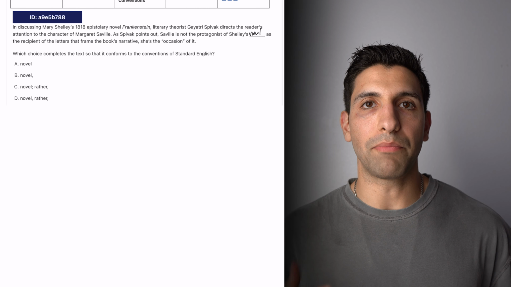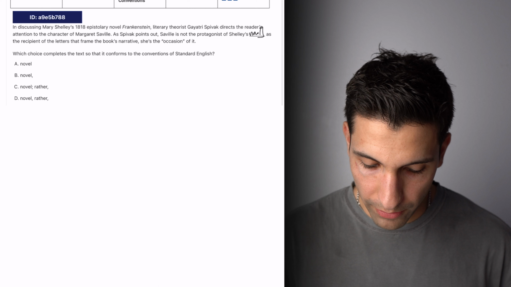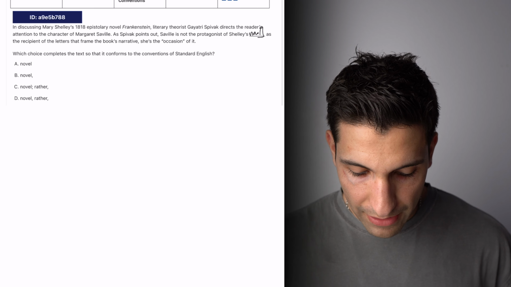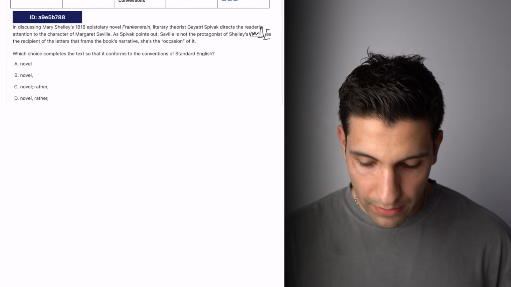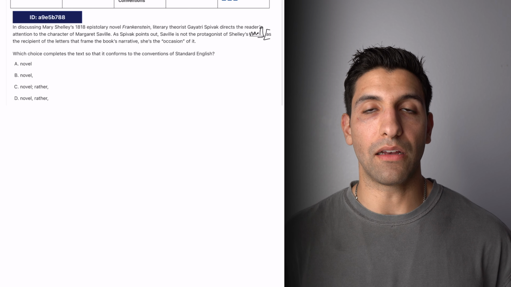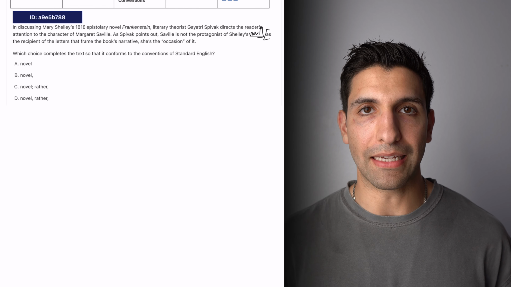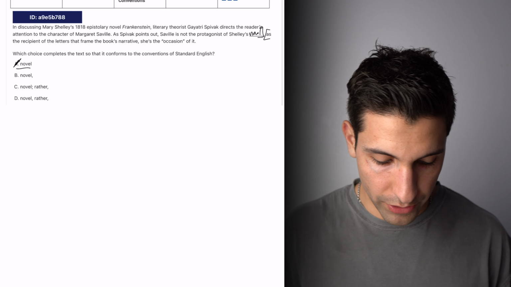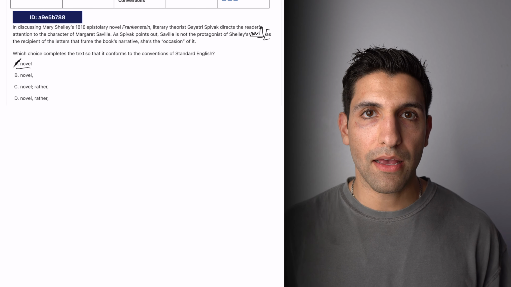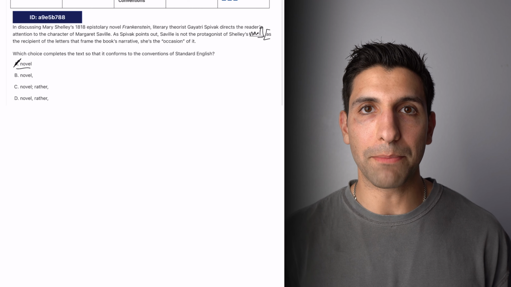So that would be a complete sentence. That is a complete thought. It's an independent clause, so we can put a bracket around it. Then we have, "as the recipient of the letters that frame the book's narrative, she's the occasion of it." That is also a complete sentence, an independent clause by itself. So now we know that we have two independent clauses that we are combining together. For A, we need some form of punctuation, so not having anything is not going to do it. For B, we just have a comma, and we can't combine two independent clauses with just a comma. So for that reason, B is out.